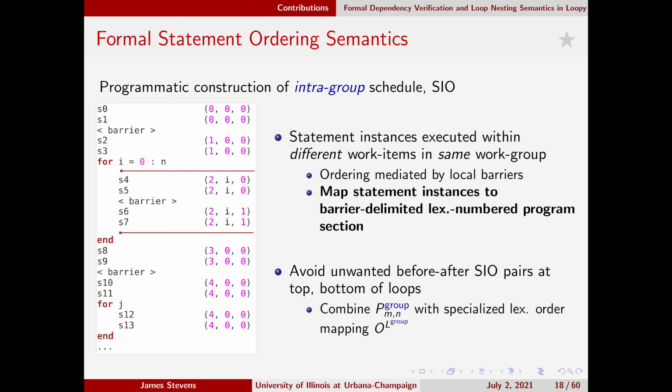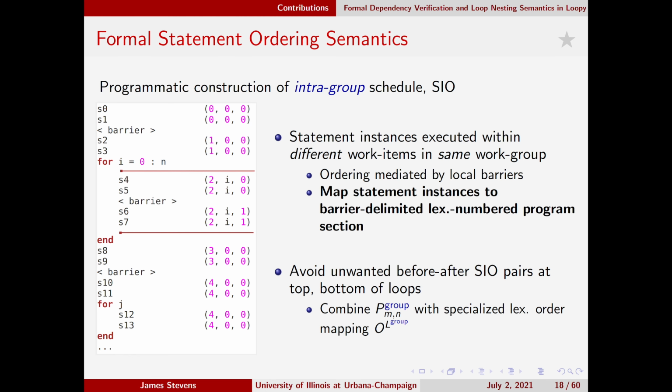Now, notice something that happens at the beginning of this loop. On the first iteration, I equals 0. So S4 maps to the point 2, 0, 0. But S3 maps to 1, 0, 0. So if we were to impose the standard lexicographical ordering on these points, S3 would happen before S4. And we don't want that on the first iteration of the I loop because there's no barrier between these two statement instances. The same thing happens on the last iteration with statements 7 and 8.